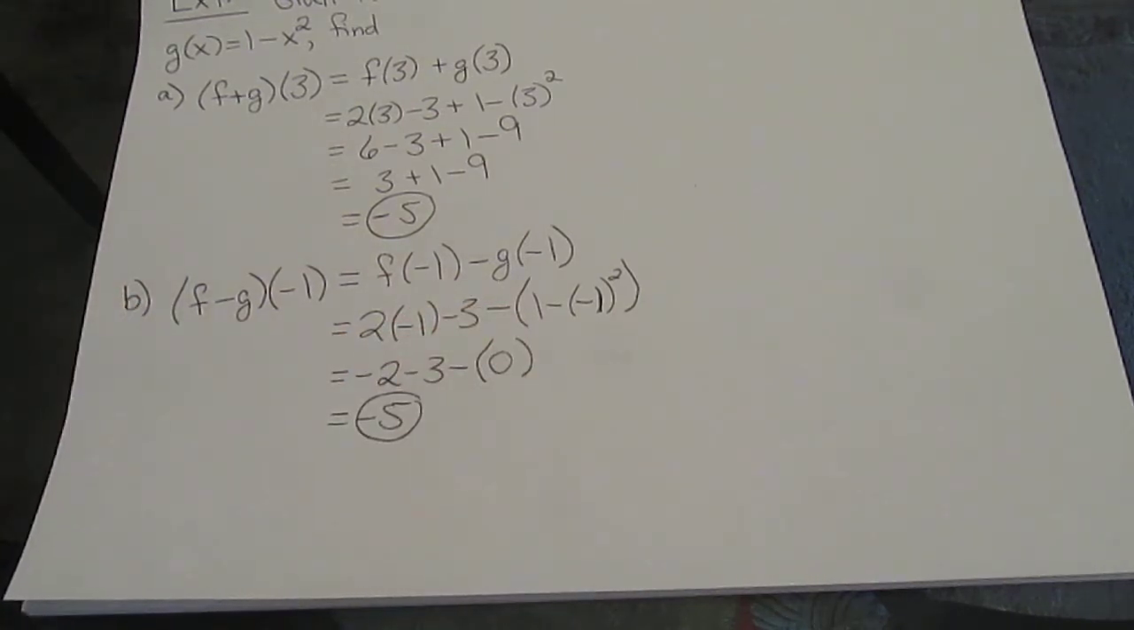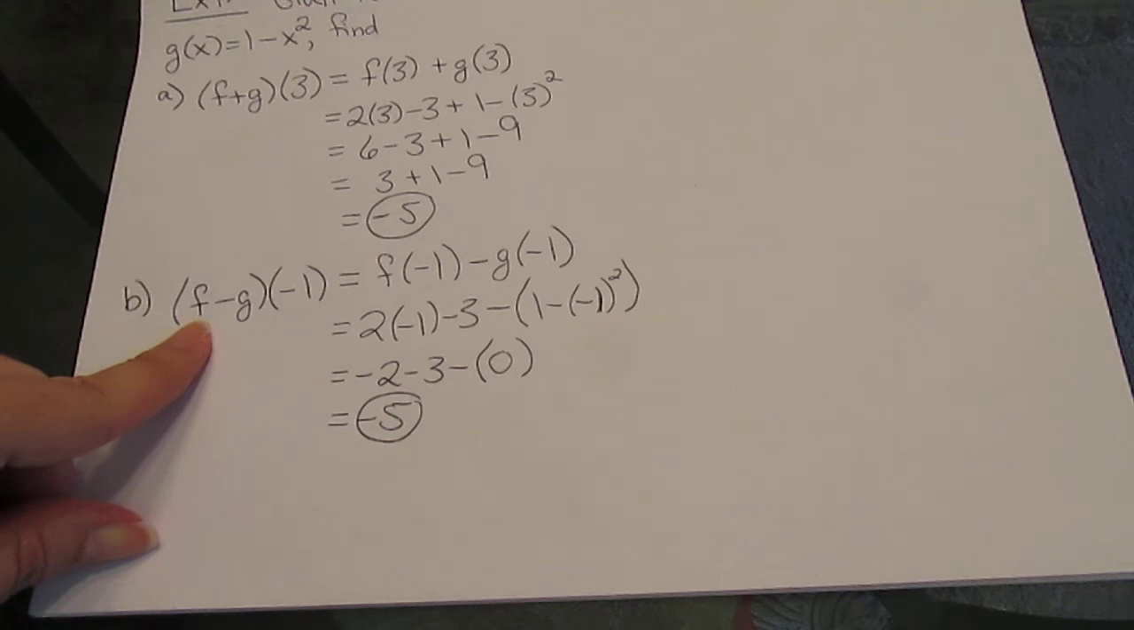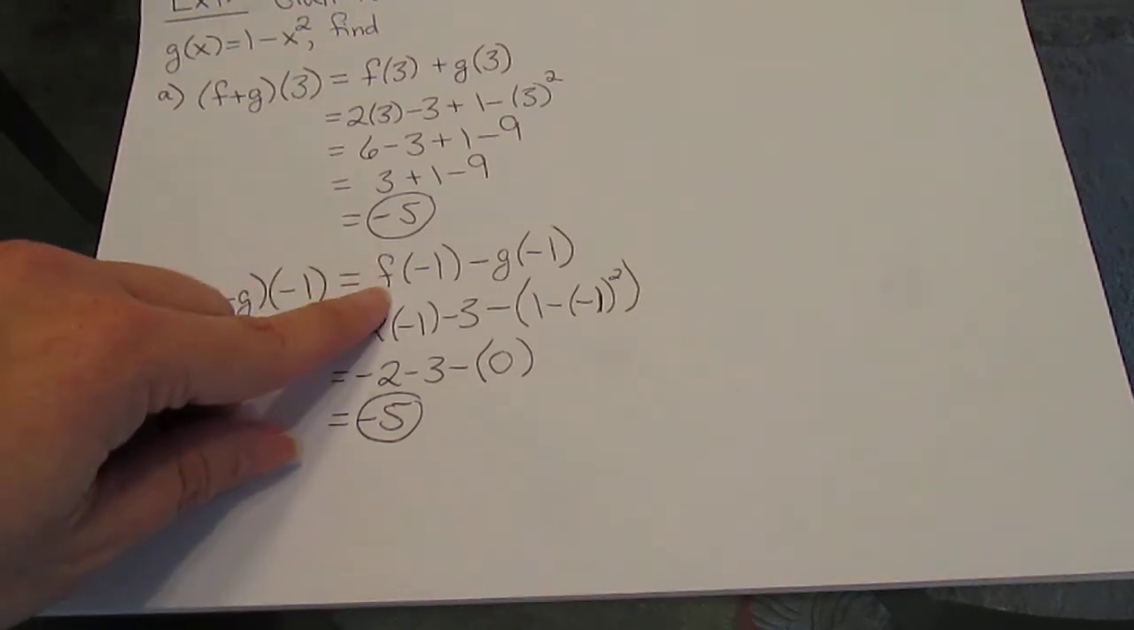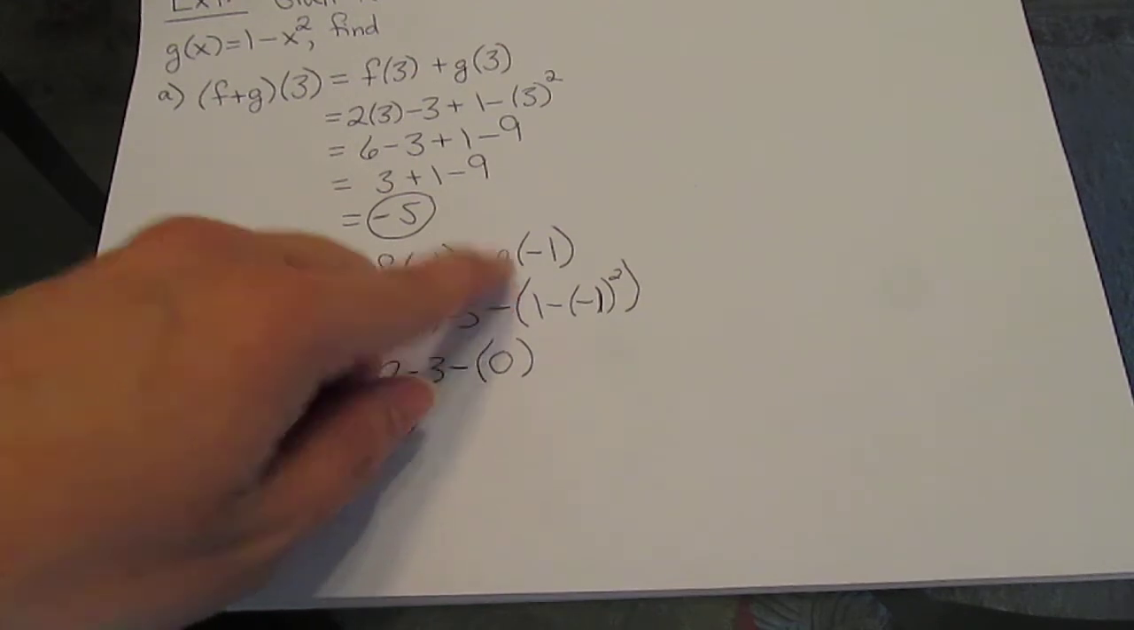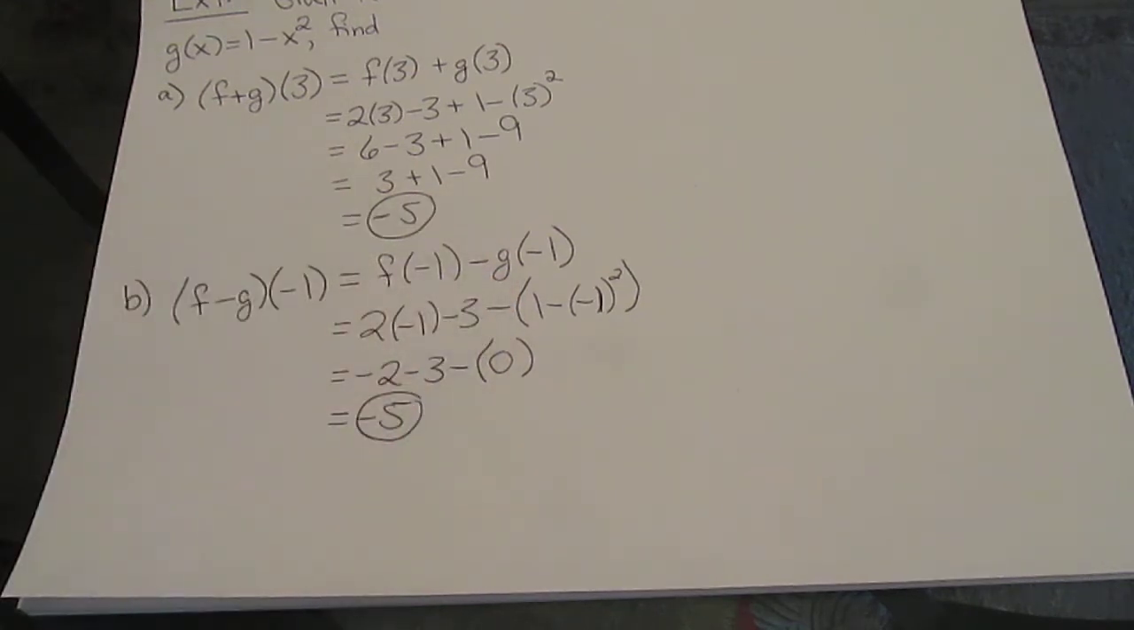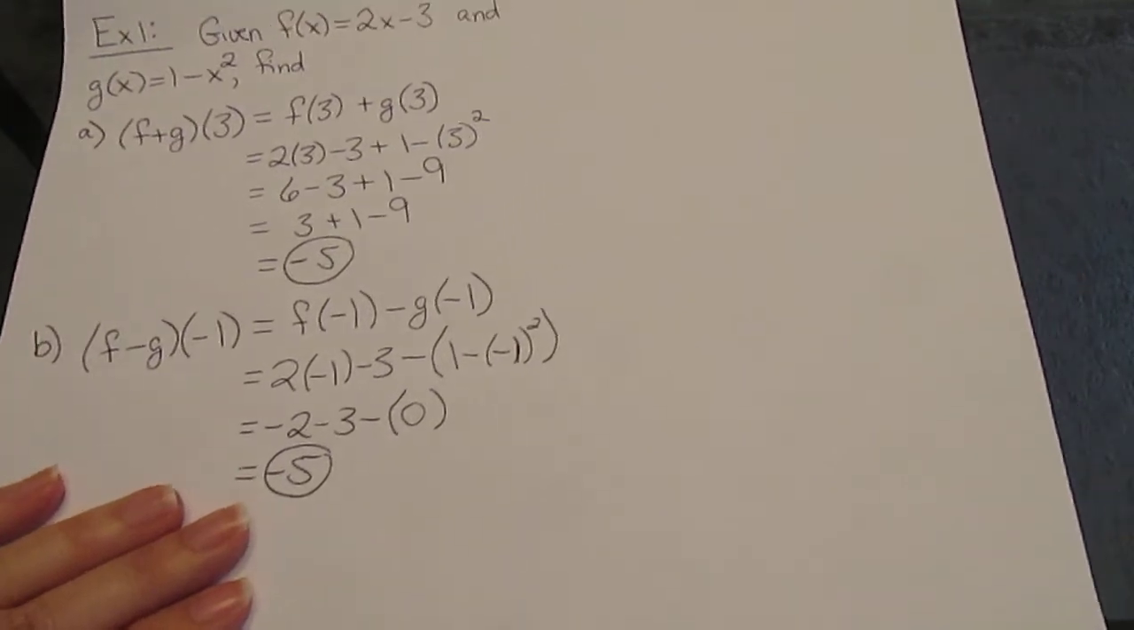Okay, notice you do want to keep the functions in the order that you see it in the problem. They gave me the f first and then subtracted the g. So you want to keep them in the order that you see them, especially for subtraction and division. Of course, the order is going to matter. So pay attention to what the order is in the problem. Okay, let's try a couple more.